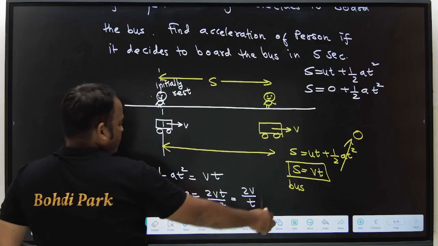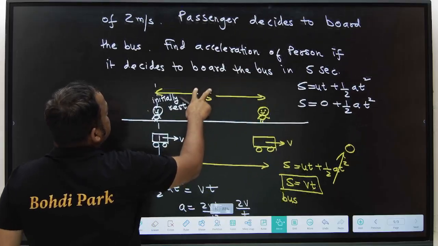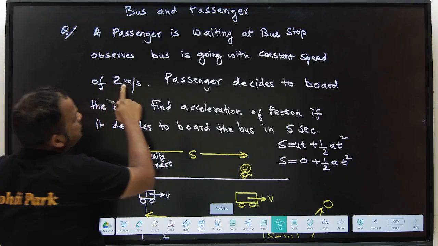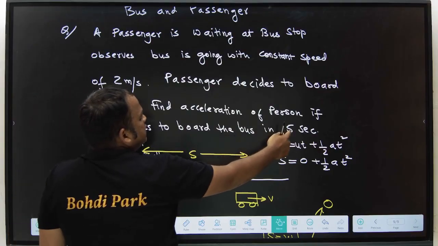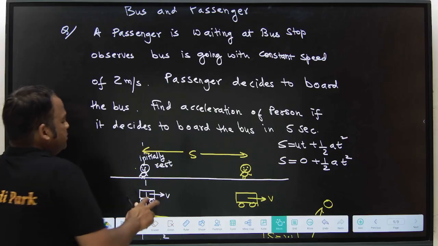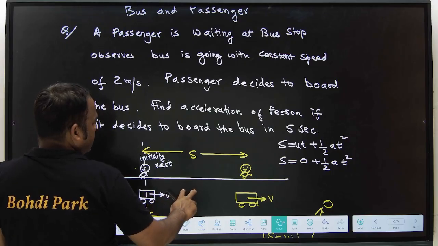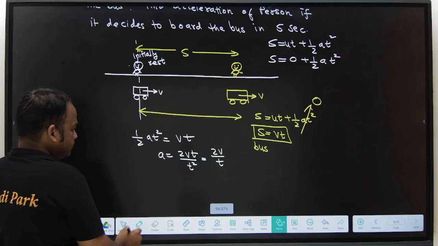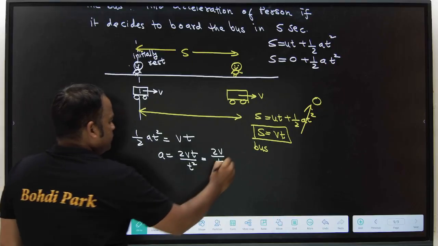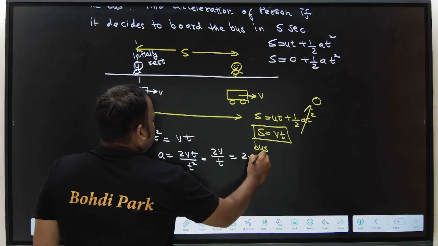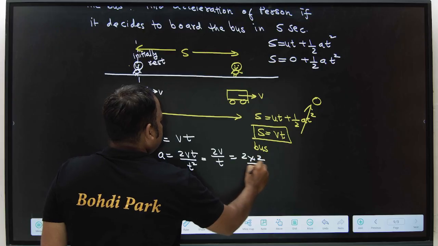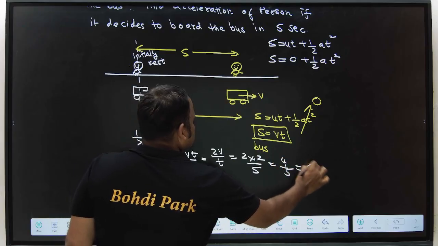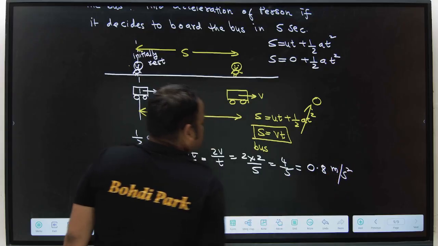Now look at the question. The constant speed of the bus is given as 2 meter per second and the time is given as 5 seconds. So we will substitute it in this formula, 2v by t, and we'll get our answer: two into 2 by 5, that is equal to 4 by 5. So that is 0.8 meter per second square.